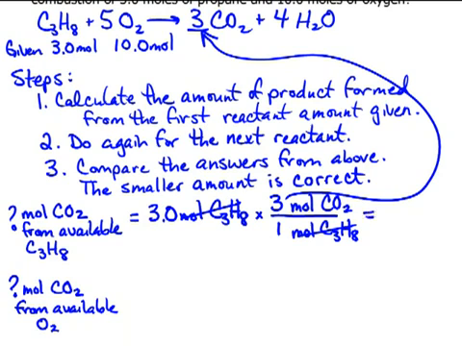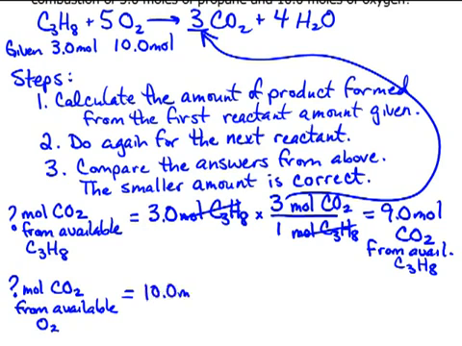3 times 3 divided by 1. Oh, I'm so glad I chose nice, easy numbers for myself. 9 moles of CO2 from the available C3H8 propane. Now let's calculate what we get from the O2 that's available.